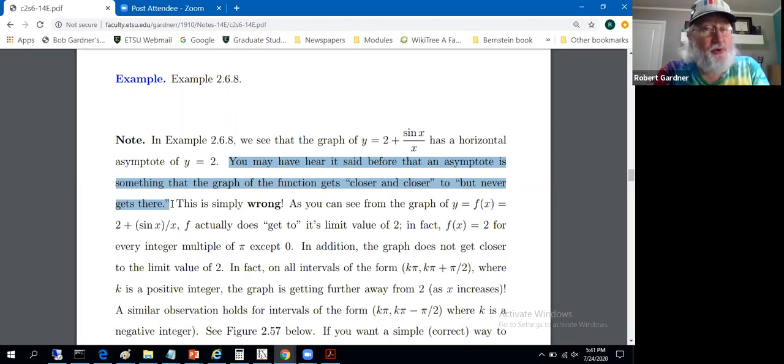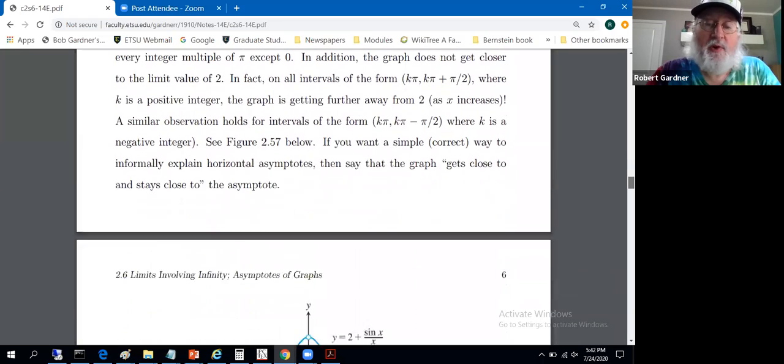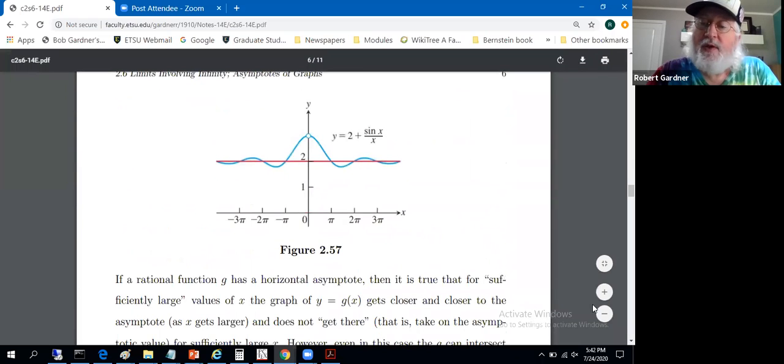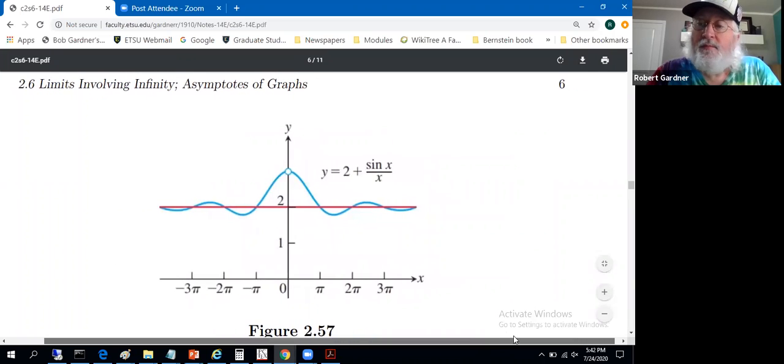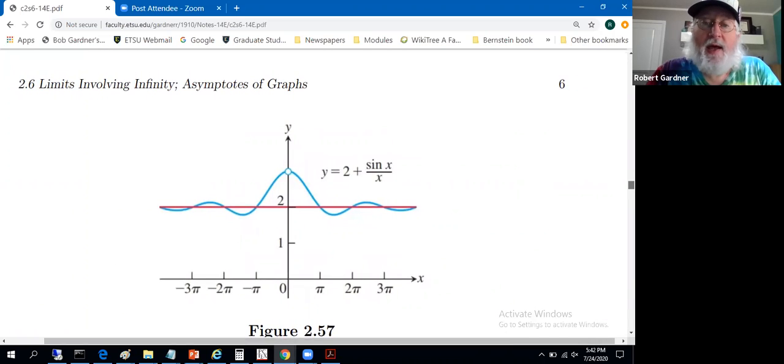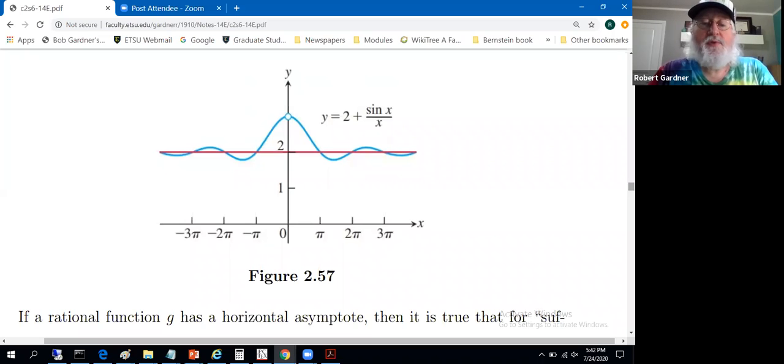If we had a rational function, you might be able to recycle this if you were careful enough and get some mileage out of it. But it's not what a horizontal asymptote is. Let's look at the graph of y equals 2 plus sine x over x. Okay, it's a figure out of the book. Let's make it a little bit bigger, or a lot bit bigger. Does this graph have a horizontal asymptote of 2? Yeah, it gets close to 2, and it stays close to 2.